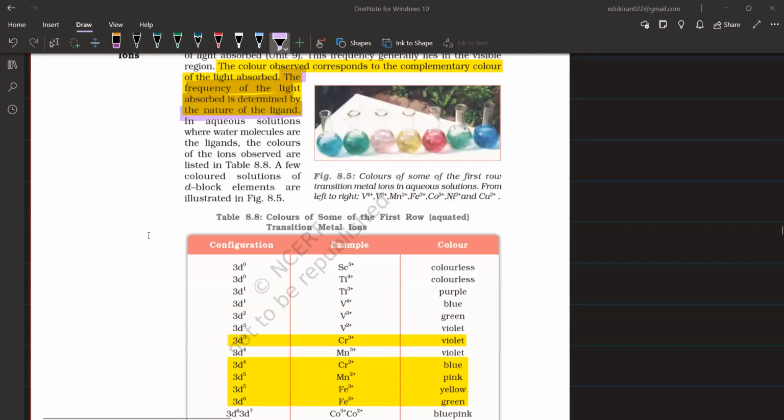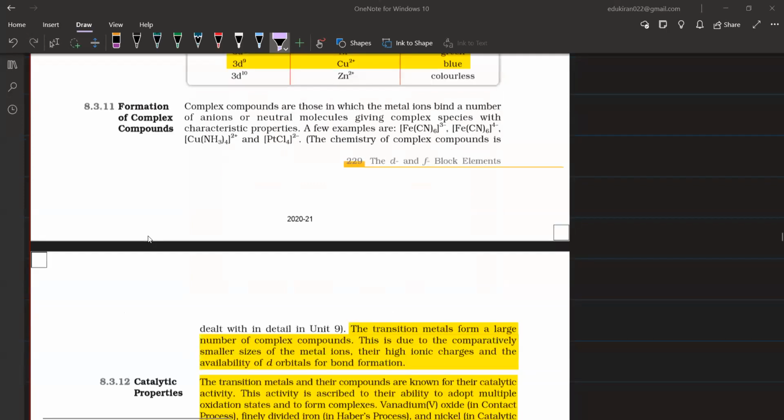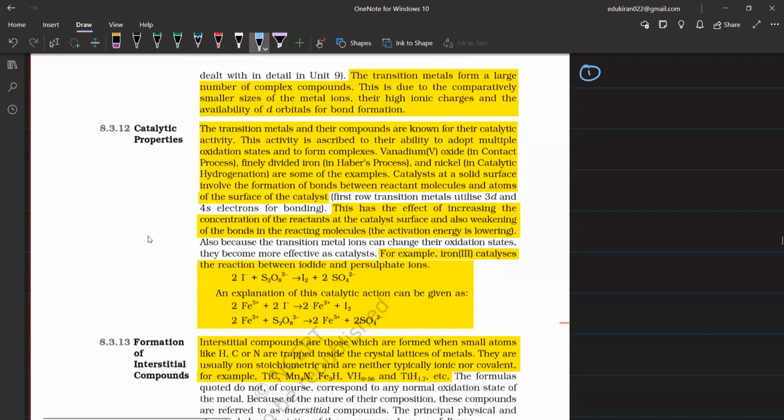In catalytic properties you remember these things. First of all, why do they show catalytic properties? The answer is due to variable oxidation state. Next thing, you have to remember a few catalysts. Vanadium is used in contact process. They ask this directly, so write it down. Then you use iron in Haber's process.